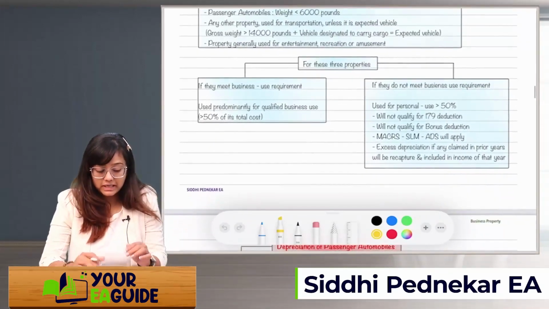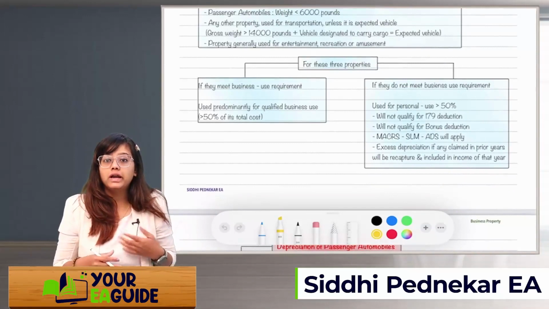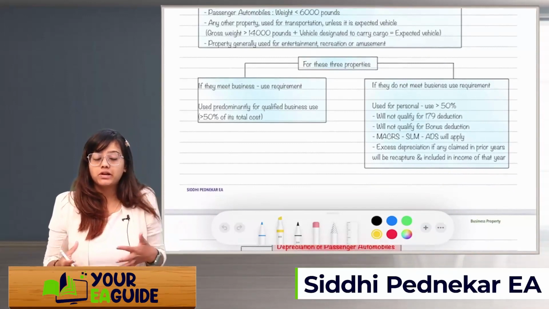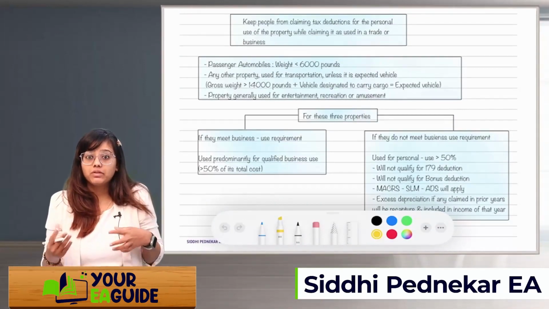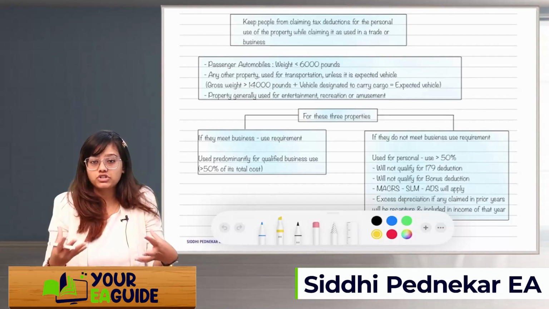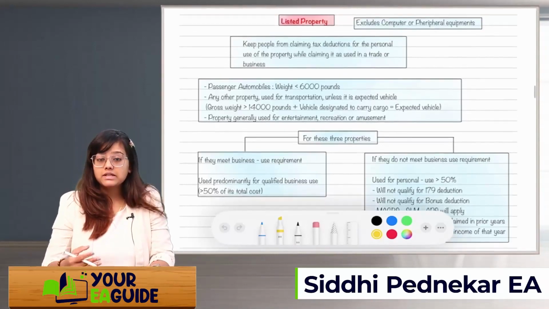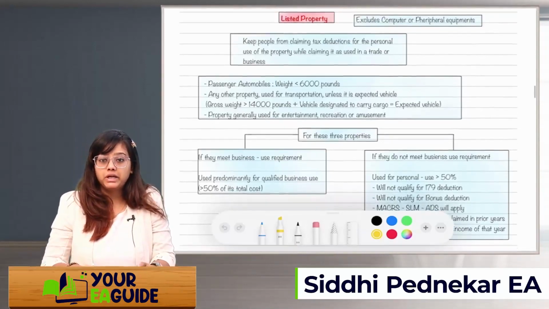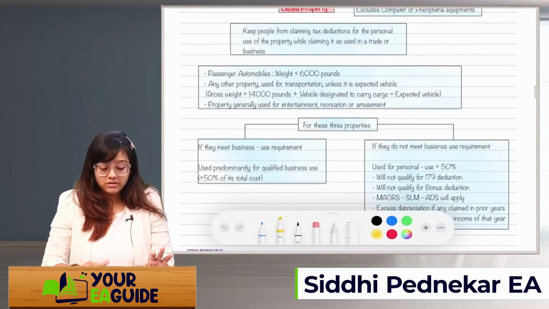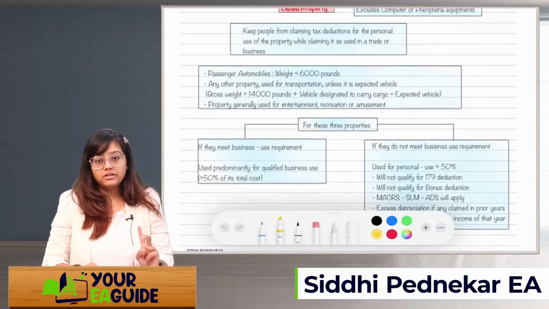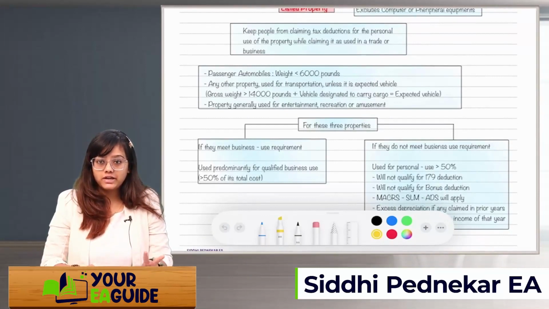Next is property generally used for entertainment, recreational or amusement, right? If a person is a director or filmmaker and has equipment, those equipments will be used in entertainment and recreational activities, right? They will be considered under the definition of listed property. Okay. Now, these three properties: passenger automobile, any other transport vehicle, and recreational entertainment assets.